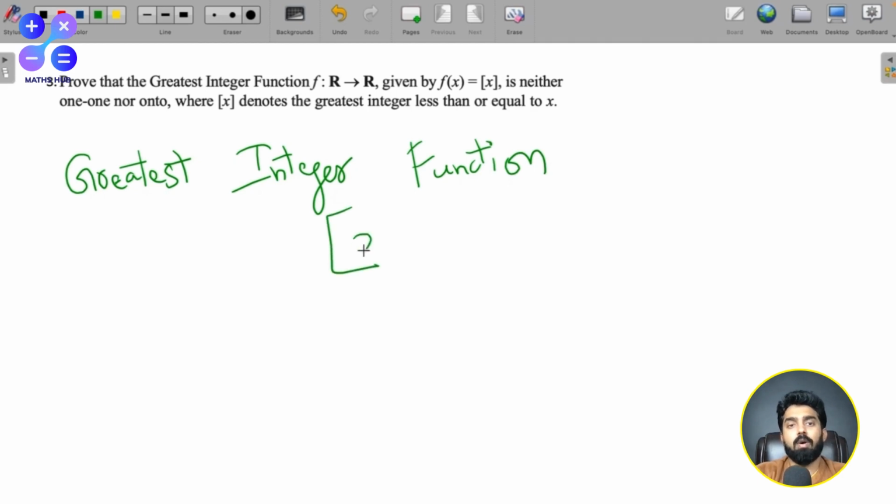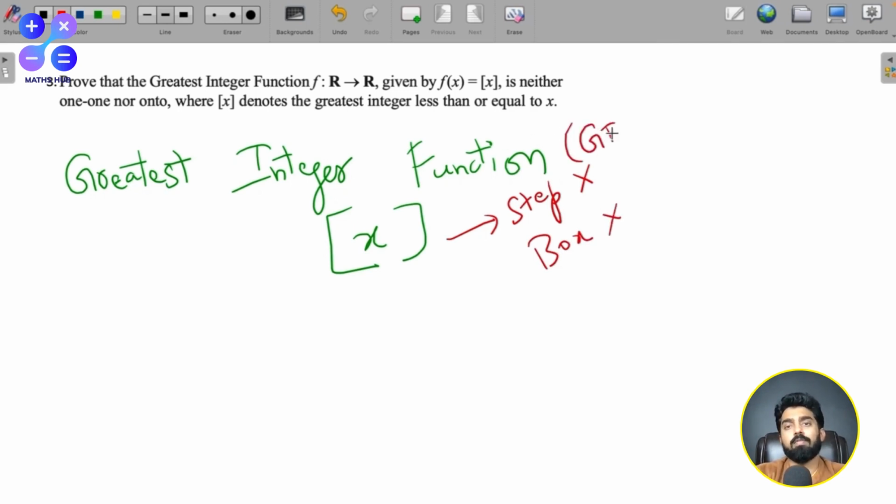It's written by a box. It's called a box of x or a step of x, usually called a step x or a box x, whatever you want to call it. It's also called GIF, not the GIF we use, but the greatest integer function. The other one is Graphics Interchange Format, just for your information anyway.